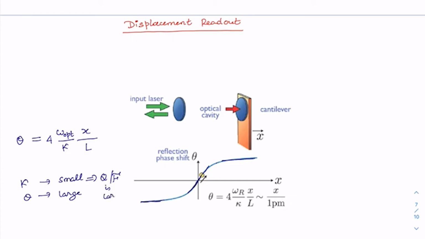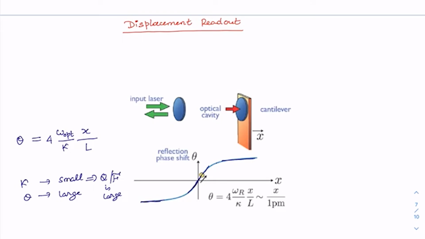And what does that mean? That means that the number of oscillations the photon will make inside the cavity will be large, or in other words, it means that the photon will survive inside the cavity for a longer amount of time. And this is the reason why in a cavity optomechanical system we require a high Q cavity or high finesse cavity.